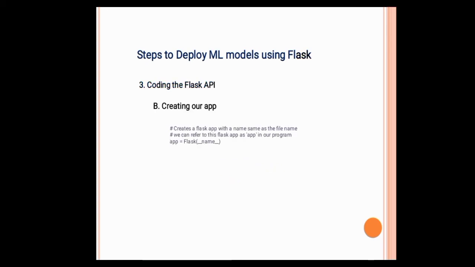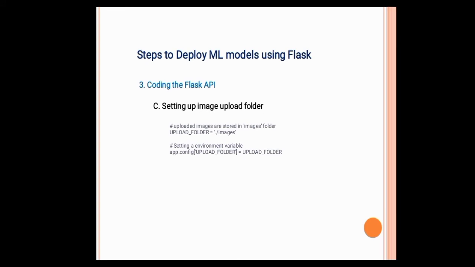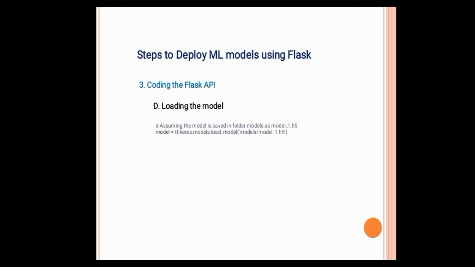Creating our app. In this part, we create a Flask app with the name same as the file name, and we can refer to this Flask app as app in our program. Next is setting up the image upload folder and loading the model.